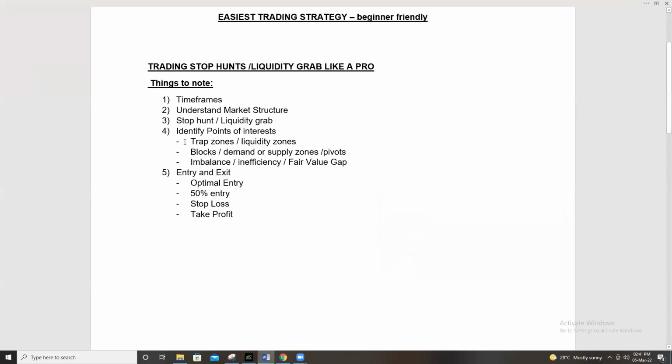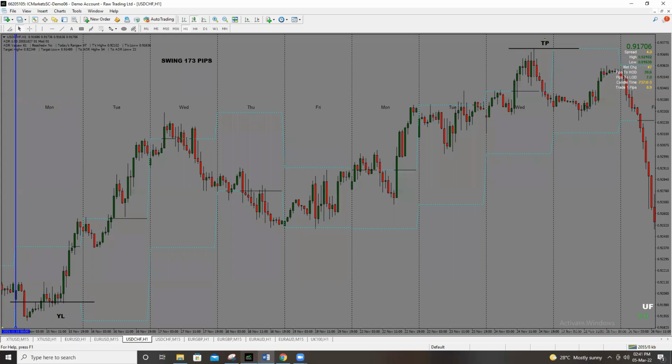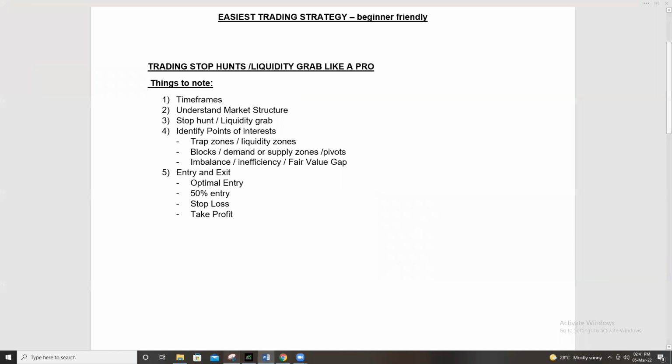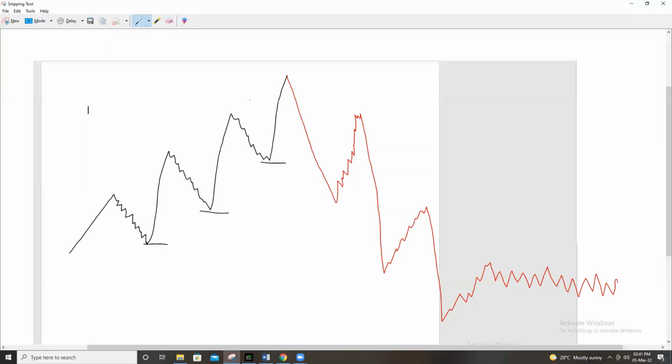Next, we need to understand what stop hunts and liquidity grab is. Now, when we talk about stop hunts, look at this high. We already say this is a higher high, higher high, higher high. Now, when a high is broken, but it's not actually broken by the body of a candlestick, it's just a wick, like a tail like this, or the wicks of a candlestick. This high was broken by wicks or tails. This is what we call the liquidity grab, or what we call stop hunt.